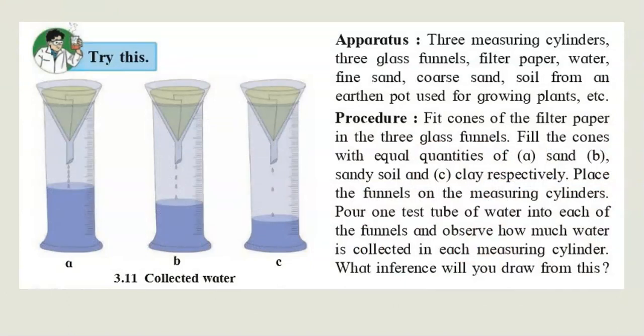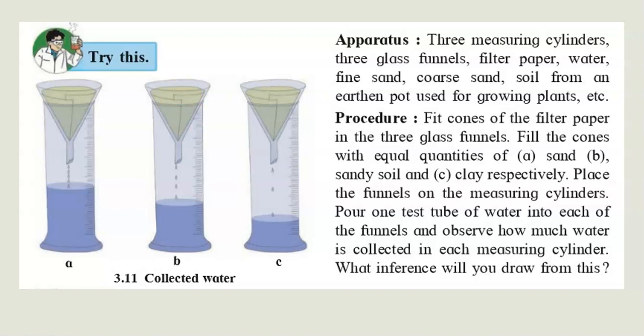Now we have a particular experiment. So let us see what this is about. What we need is 3 measuring cylinders, 3 glass funnels. These are called measuring cylinders. This funnel over here on top is the glass funnel. Inside you can see the filter paper.